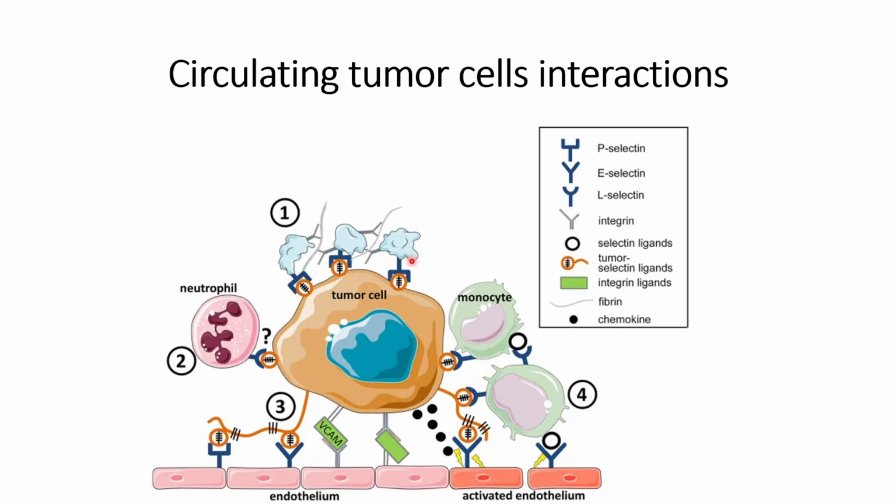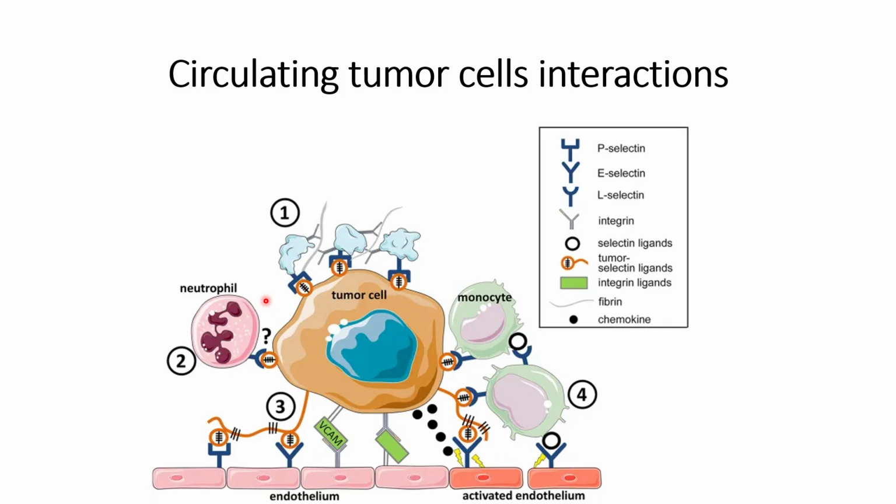Platelets have selectins, P-selectins, and also integrins that can interact with the tumor cells that have their respective selectin ligands, tumor selectin ligands, that interact with the platelets, and this helps in the aggregate formation of the tumor cells. And when tumor cells are present in aggregates, there is more probability of their survival.